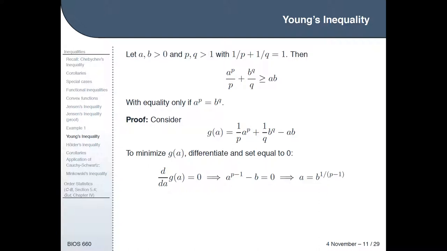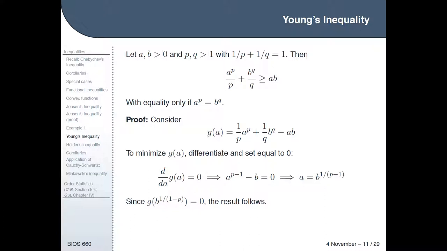If you really want to be complete about this, you should check the second derivative to show that this is a minimum. I won't show you the details of that, but then we plug in this b to the 1 over p minus 1 into g of a, and we get 0. So when a equals b to the 1 over p minus 1, we get exact equality in that above expression, and that's the minimum this function can ever take. That implies g of a in general is always greater than or equal to 0. Subtract ab from both sides, and we get the inequality that we were trying to prove.